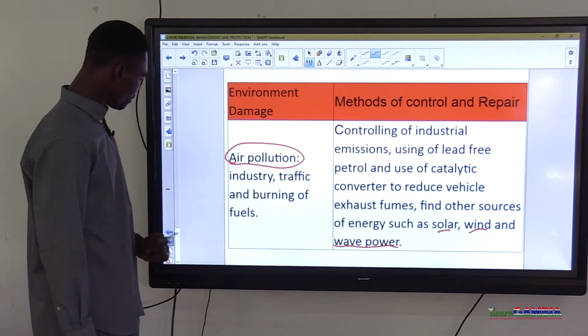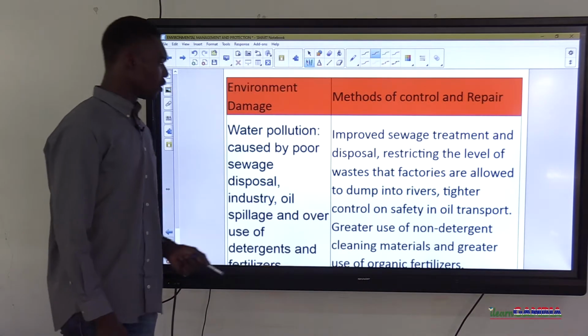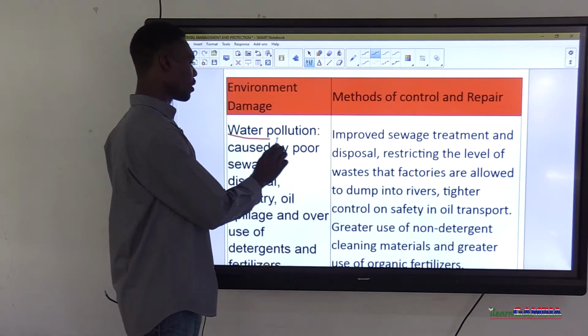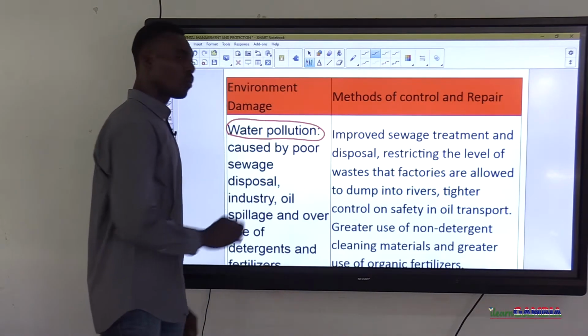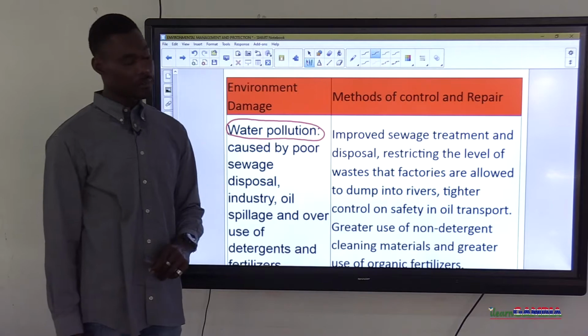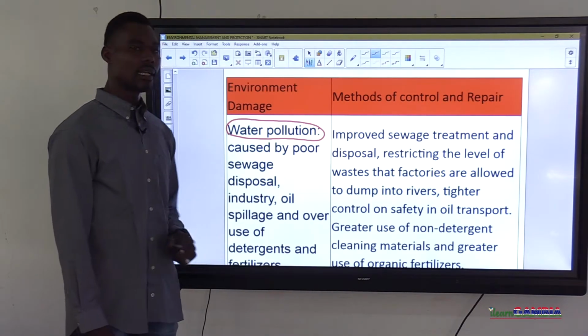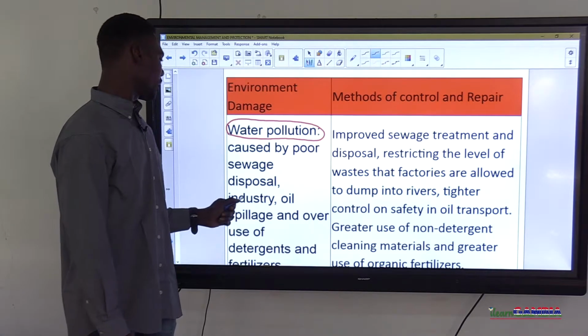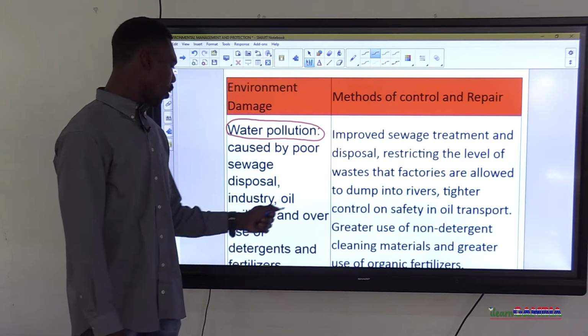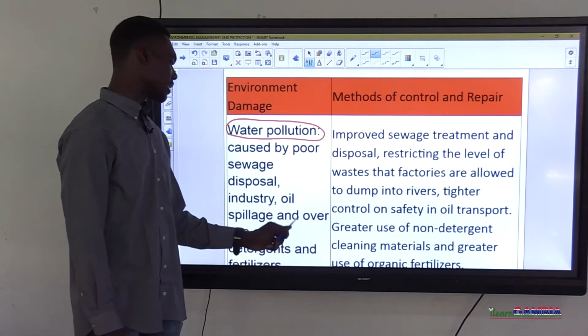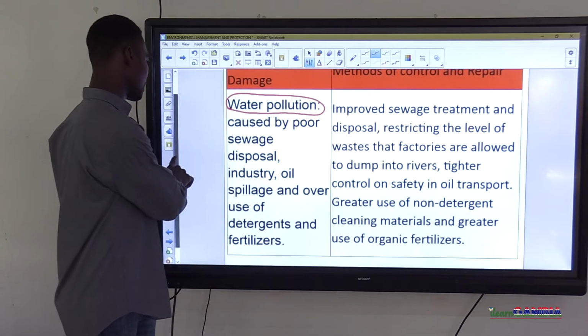So we may move. We continue with another environmental problem, that is water pollution. Water pollution is caused by poor sewage disposal, industry, oil spillage, and overuse of detergents and fertilizers.